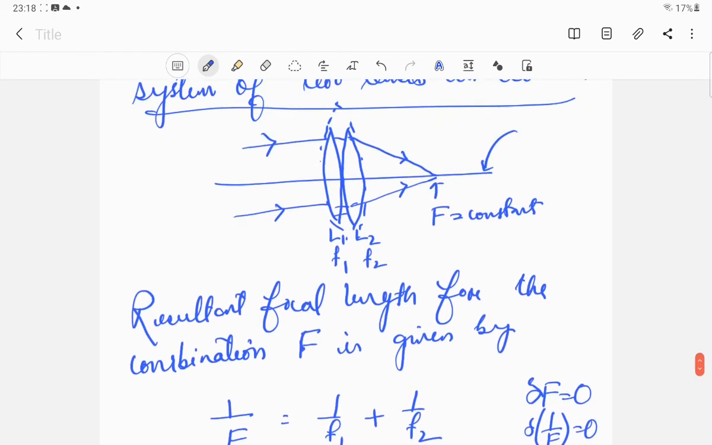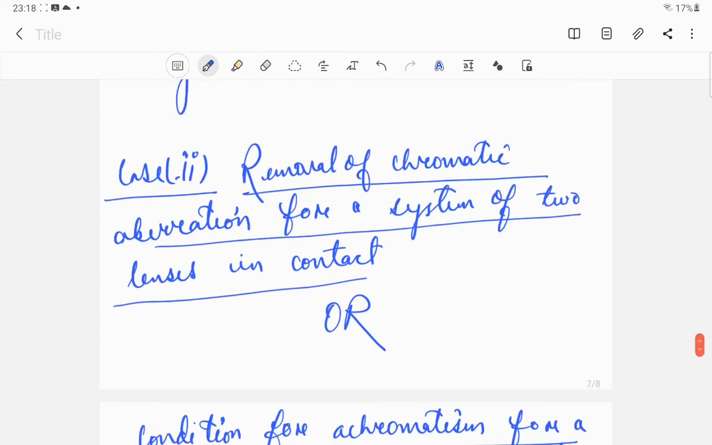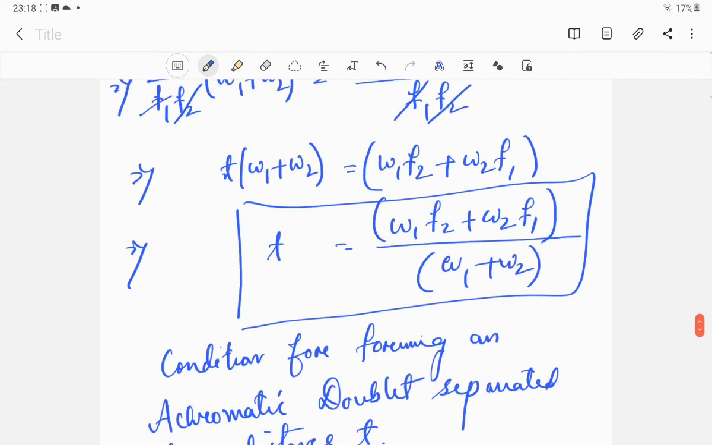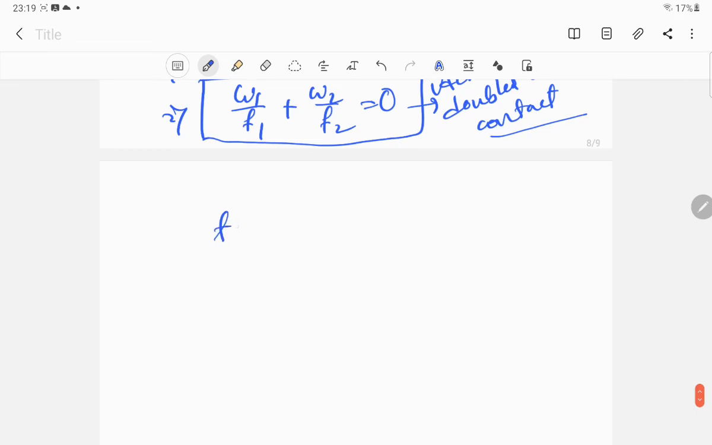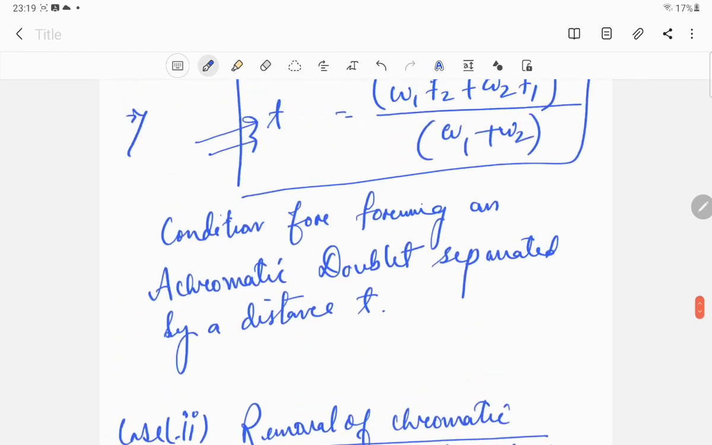And what is the next thing? One thing that I have left out, I would like to go back to that situation. Yes, this equation, achromatic doublet, condition for achromatism for two lenses separated by distance. So I will modify this formula further. For two lenses separated by distance, it goes like this: omega 1 f2 plus omega 2 f1 divided by omega 1 plus omega 2. Alright, let me check again.